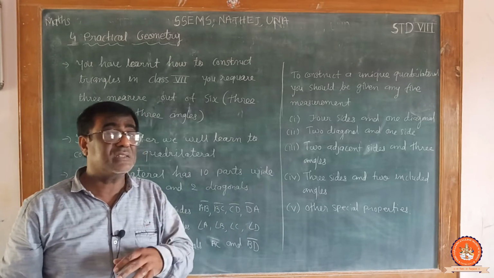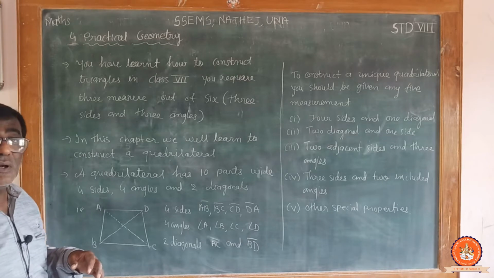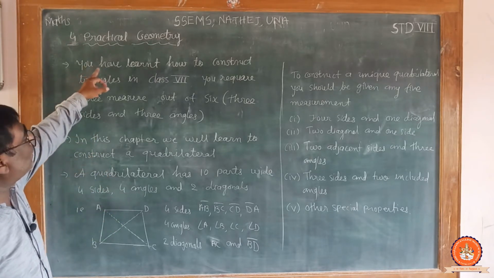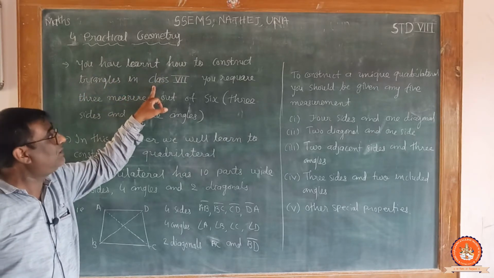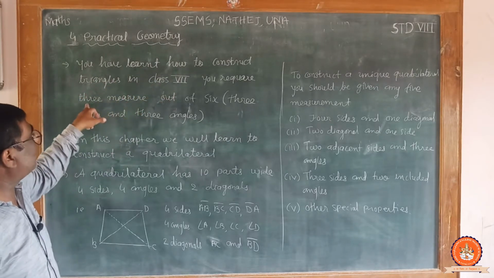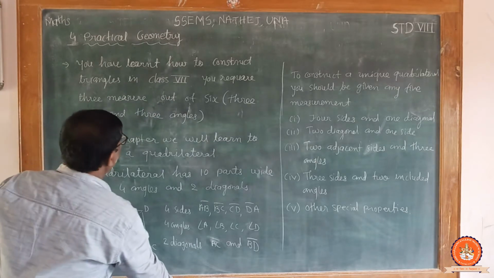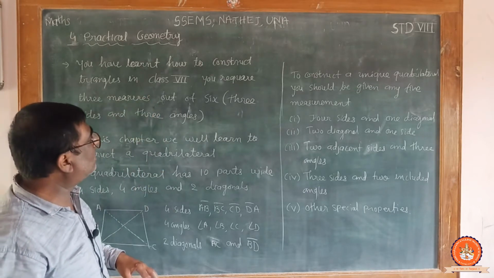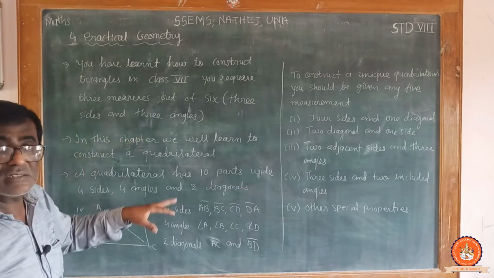So in earlier standard, in 7th standard, you have learned to construct triangles. Look at it. You have learned how to construct triangles in class 7. You require 3 measures out of 6. You require 3 measures. So a triangle has 6 measurements, 3 sides and 3 angles.